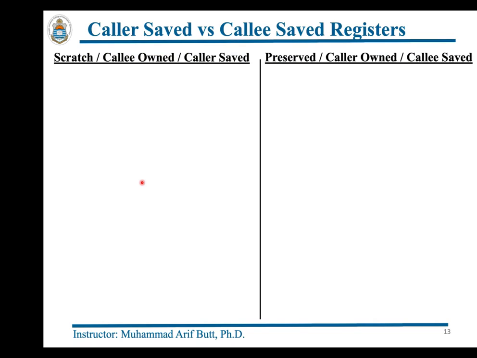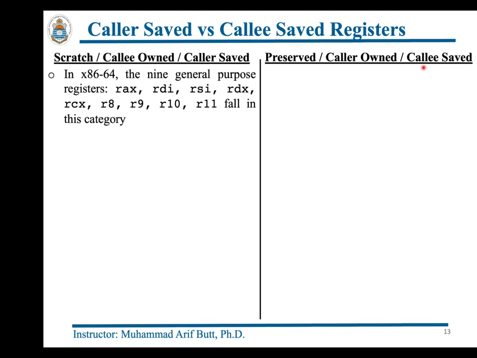So dear students, to ensure that such problems never occur in our assembly programs, we need to have a very clear understanding regarding the scratch registers, the callee-owned registers, or the caller-saved registers, in comparison to the preserved, caller-owned, and callee-saved registers. Let us understand them. Well, dear students, in x86-64, the 9 general purpose registers RAX, RDI, RSI, RDX, RCX, R8, 9, 10, and 11 fall in this category.